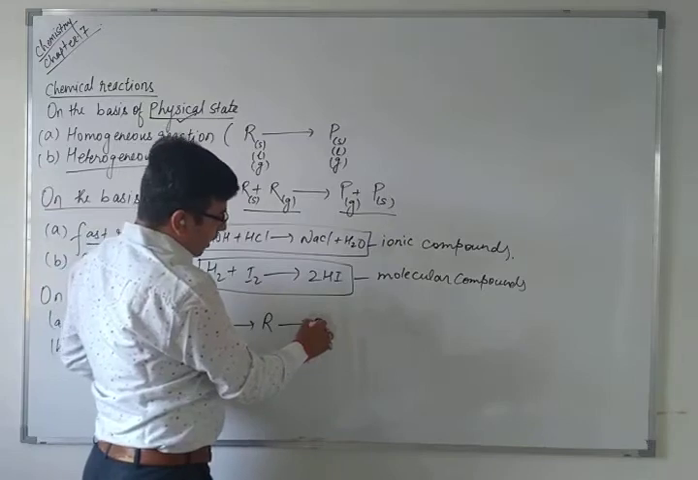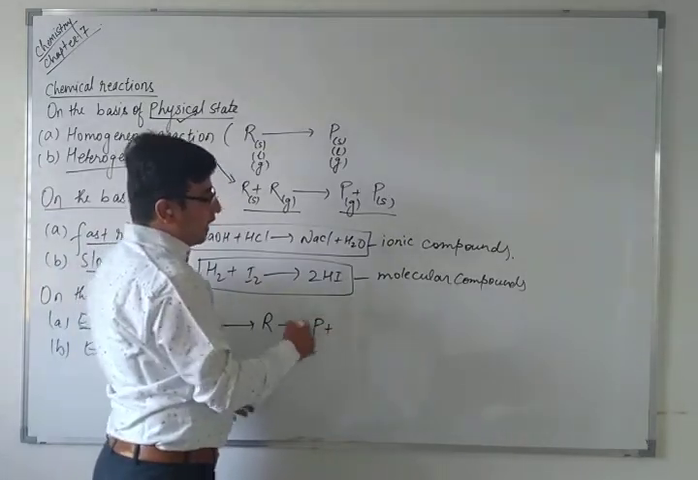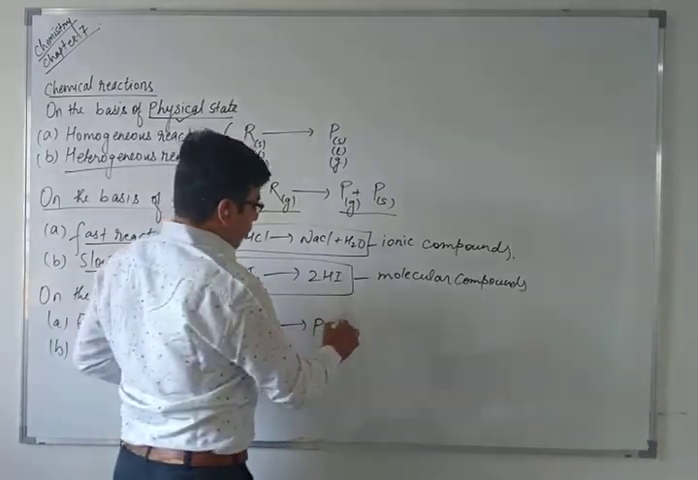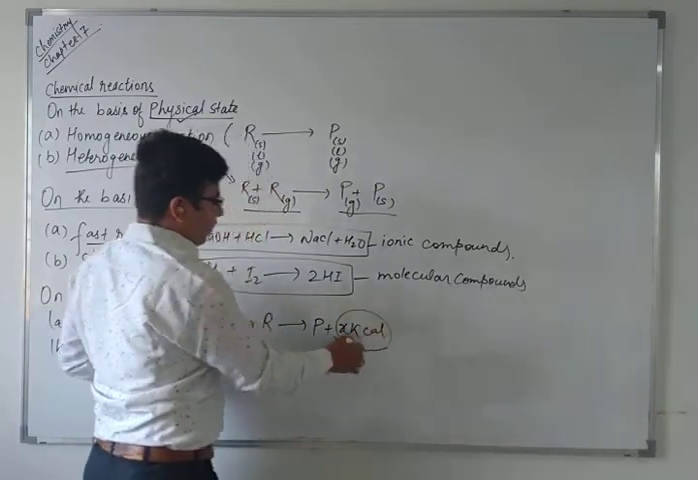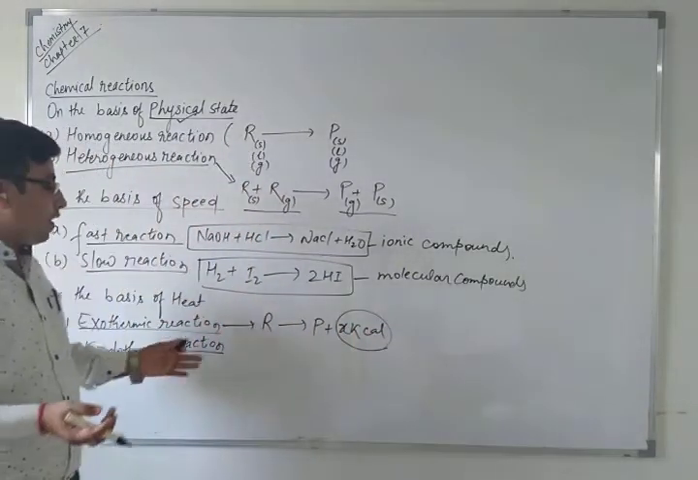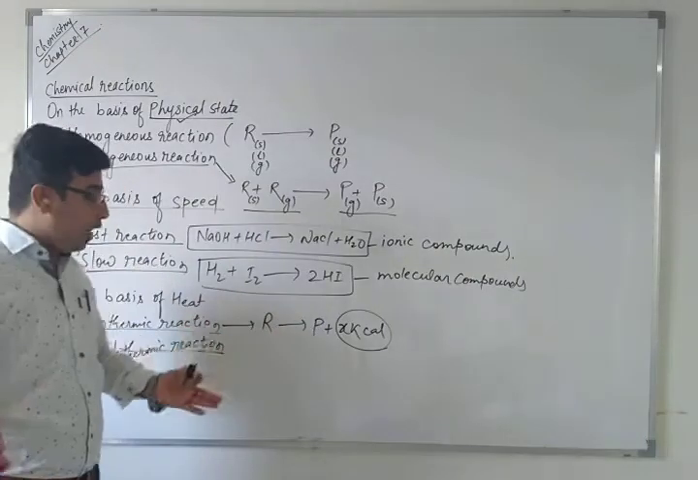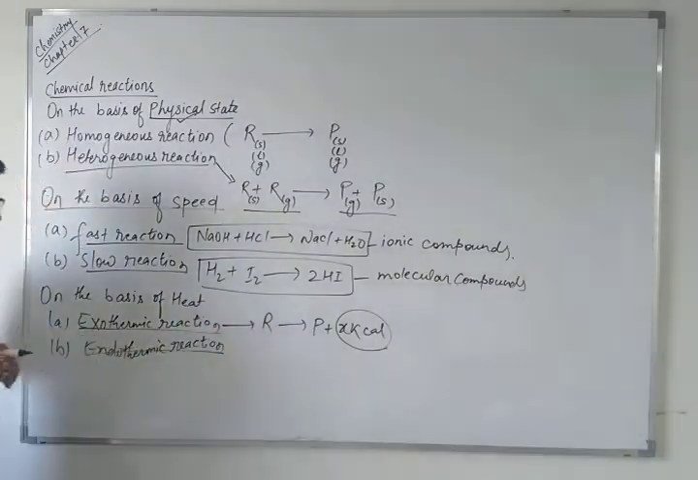So after forming the product, they release the heat in the form of X kilocalorie. Just suppose this is the amount of heat which is evolved after forming the product, which means the heat is coming out. So this type of reaction is called an exothermic reaction.